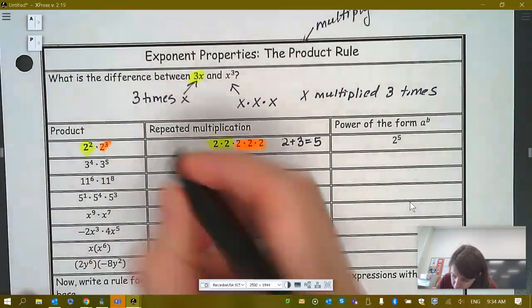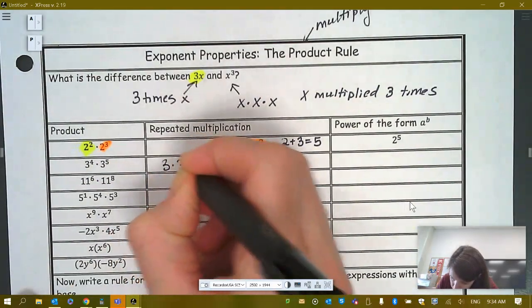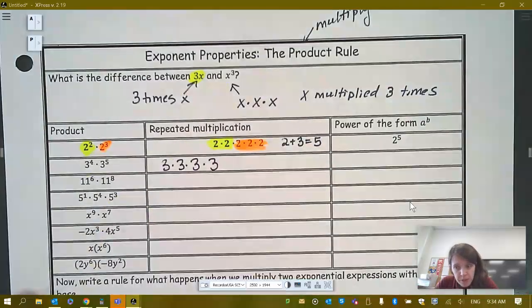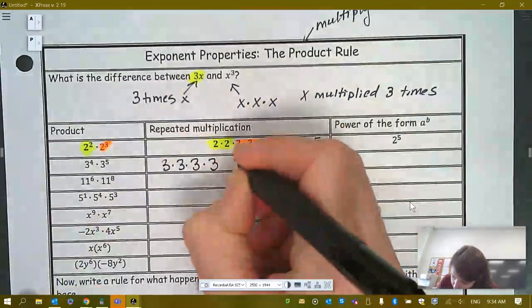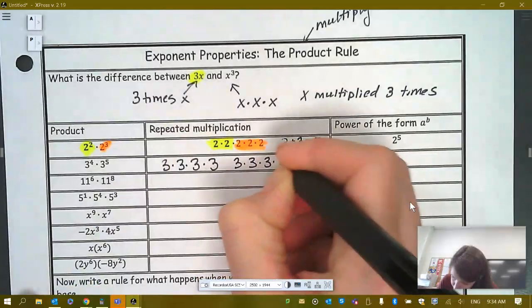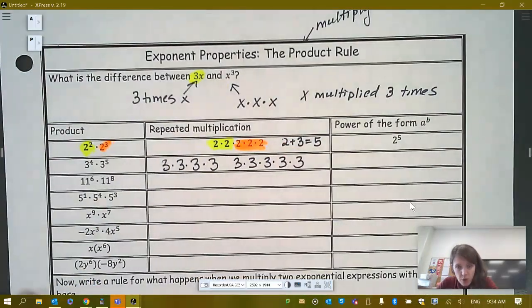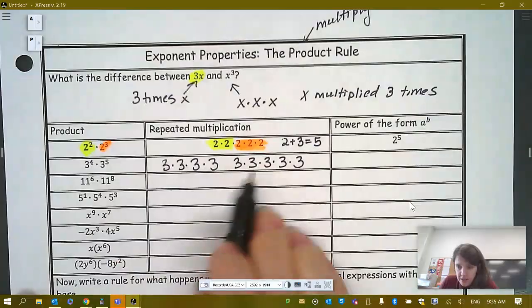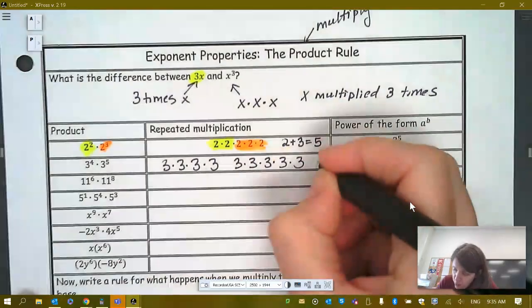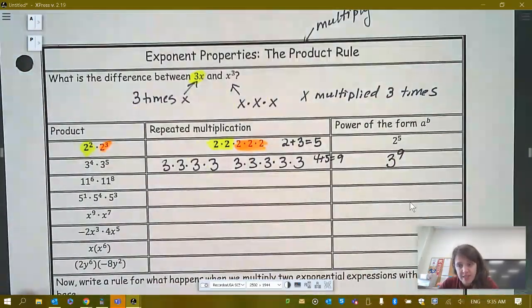So making sure the bases are the same, we have 3 to the fourth and 3 to the fifth. So we have 3 times 3 times 3 times 3. That is my 4 multiplications of 3. And then I also have 5 multiplications of 3. So think about how many total I have. I have 4 here and 5 here. So total, I have 3 multiplied a total of 9 times.